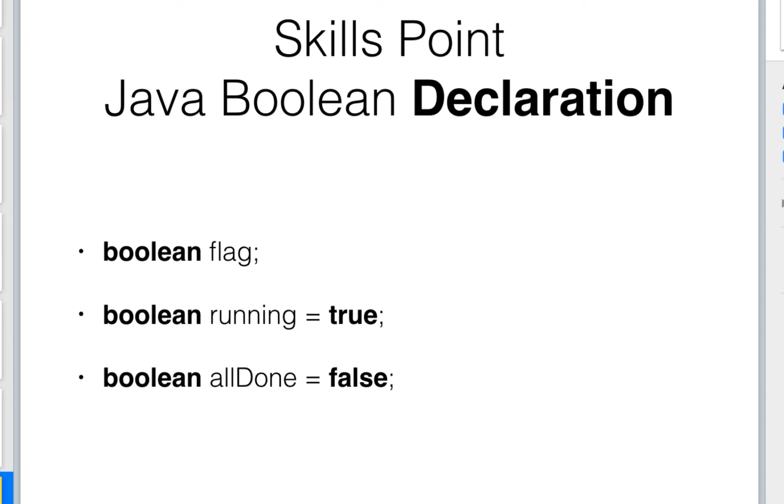We also see how you declare it by using the boolean keyword. Here I just say boolean, I would declare a flag, or here boolean running equals true, or boolean allDone equals false. So we both declare it and assign it a value at the same time.